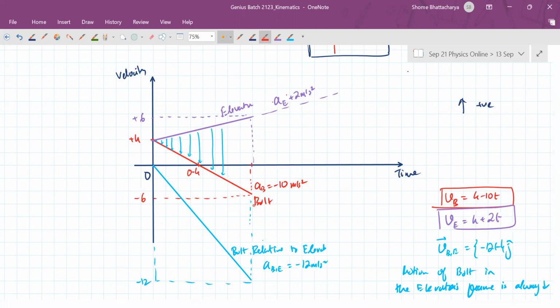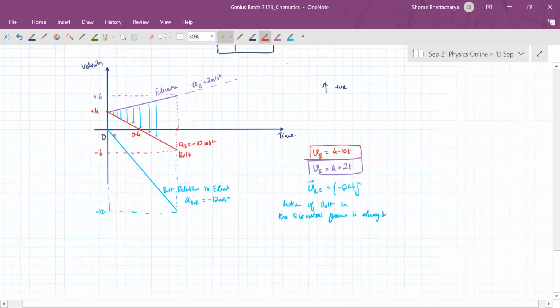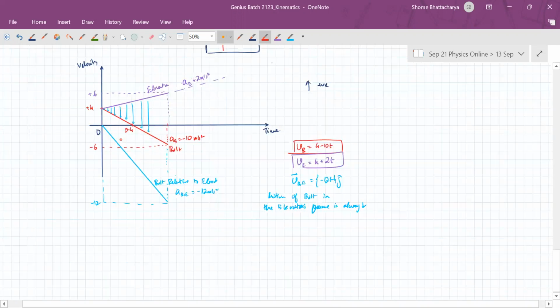Is it clear now, Janvi? Sir, I'll write it down. I'll get it if I write it down. Your question is for what is happening before t equal to 0, no? No, sir. Sir, it's simply the formula. Sir, if we put t equal to 0 in the formula, we get -4. Sir, velocity of bolt with respect to elevator, we've written -12t -4, right?